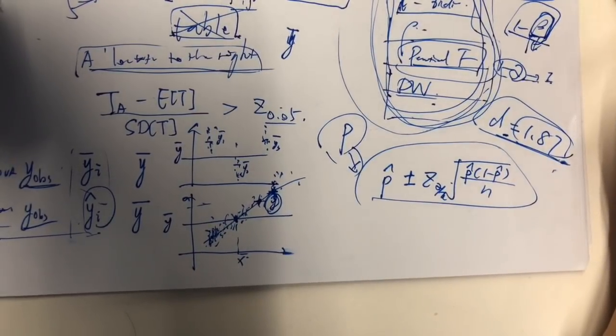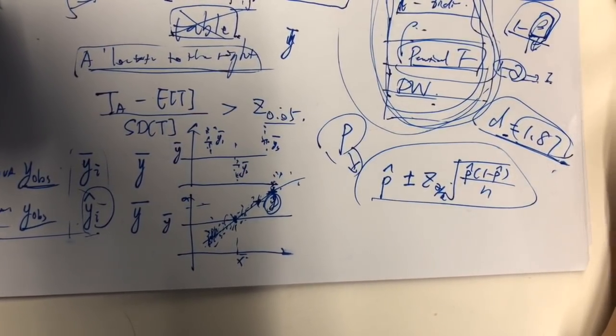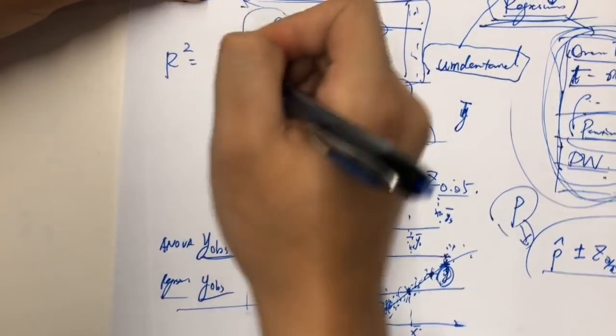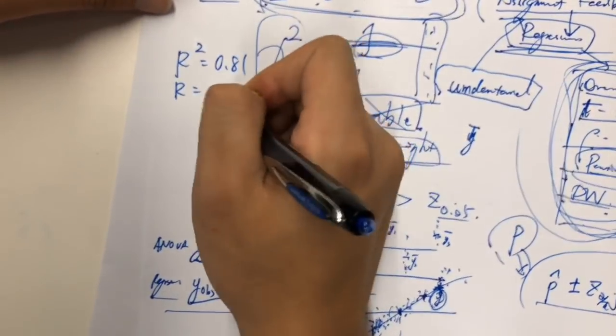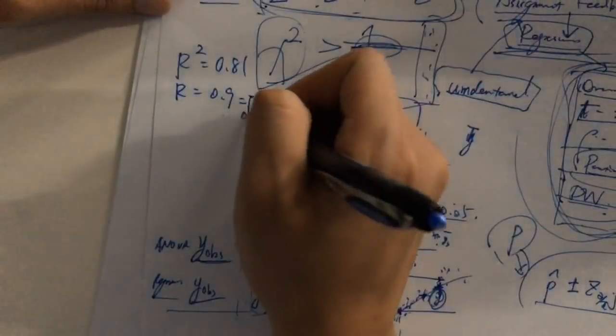MP is asking, can you explain the difference between R square and multiple R? Okay, for example, if R square is 0.89, multiple R is 0.9. So it's the square root of R square.